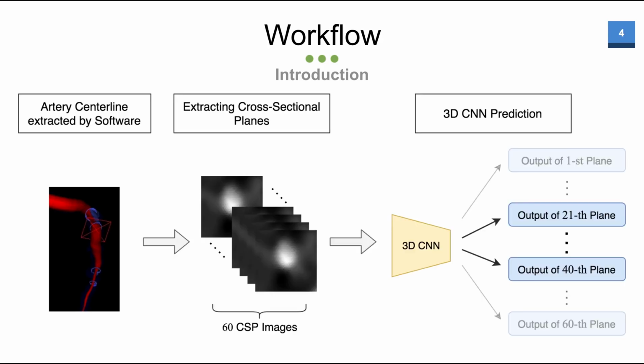In our work, we first extract the cross-sectional planes, or CSP for short, with the artery centerline information from the annotation software. And then we apply an automatic sliding process to traverse the whole arteries. Each time, a sequence of 60 contiguous CSP will be stacked together for entering the 3D CNN for prediction. Then the output will be the plaque type at each plane.